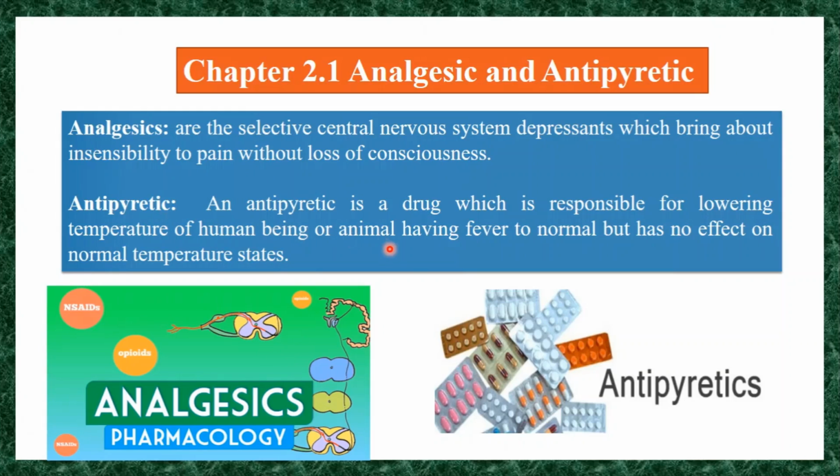So this is the definition of antipyretic drug, and this is the definition of analgesic drug. Analgesics are selective central nervous system depressants which bring about insensibility to pain without loss of consciousness. An antipyretic is a drug which lowers the temperature of a human being having fever to normal. So if a person has fever, it lowers and normalizes the temperature, but that drug has no effect on normal temperature state. So this is the definition of analgesic and antipyretic drugs.